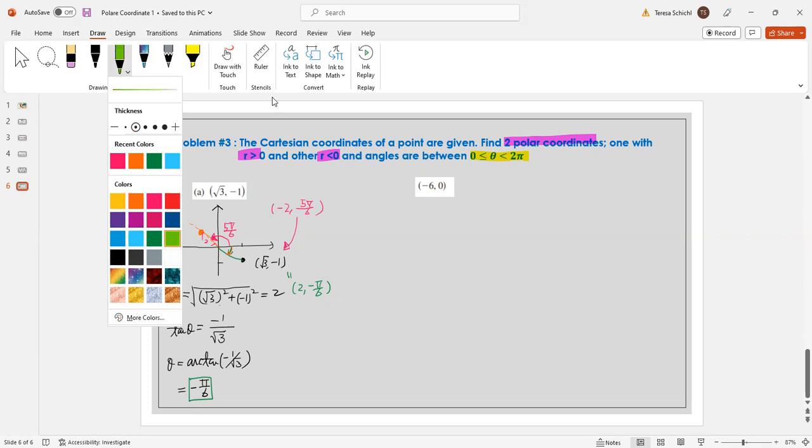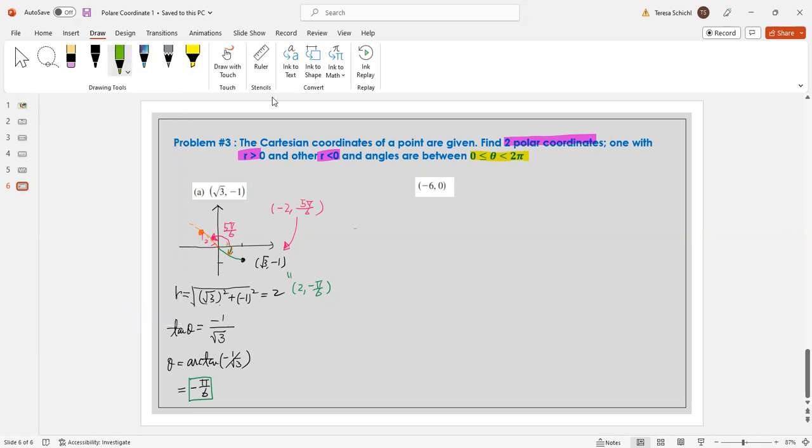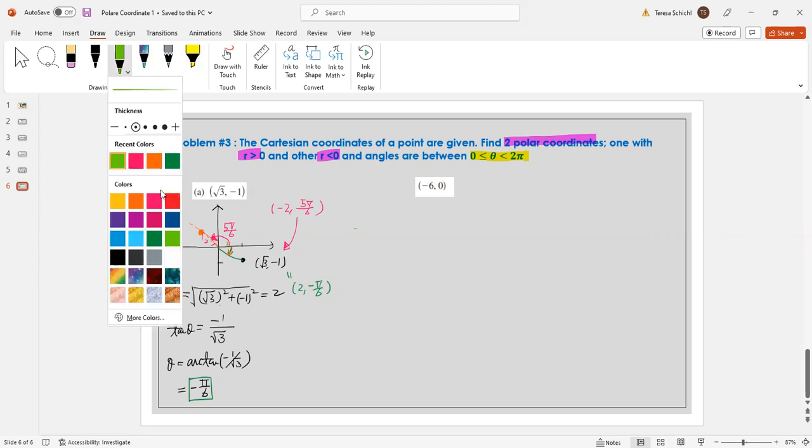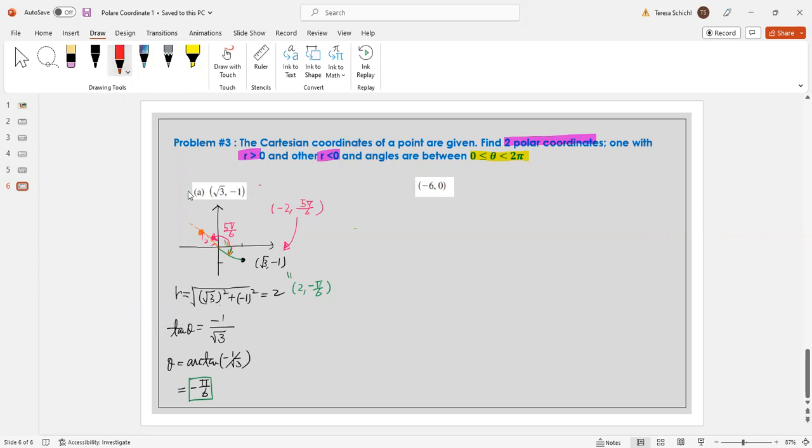Okay, so this color is not very strong. I'll put a purple, maybe it's better. I can swing all the way to here. So I start from the positive, I have a positive angle, and I swing all the way to here. So what is this purple angle here? The purple angle will be 11 pi over 6, right?